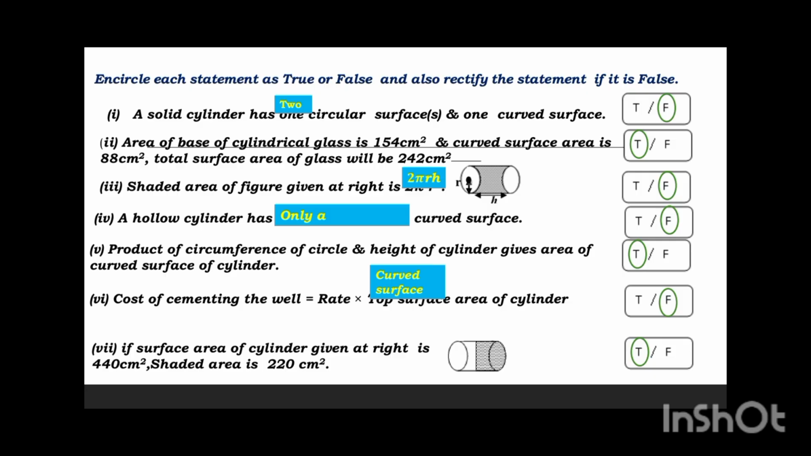Yeah, that's true. Cost of cementing the well is equal to rate multiplied by top surface area of the cylinder, not curved surface area of the cylinder. Why? Cementing the wall: the wall has a curved surface area, which is 2 pi r h, so it's false. If the surface area of the cylinder given at the right is 440 centimeter square, the shaded area is 220 centimeter square. That's true because it's half.